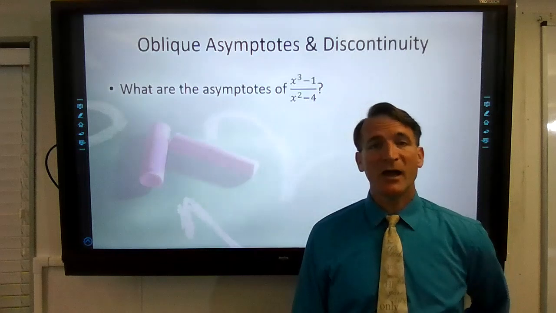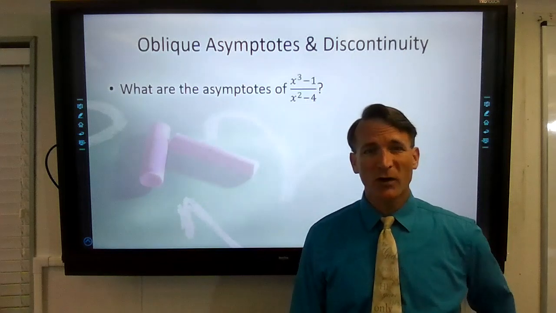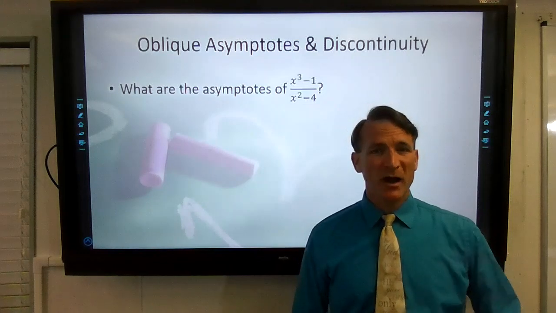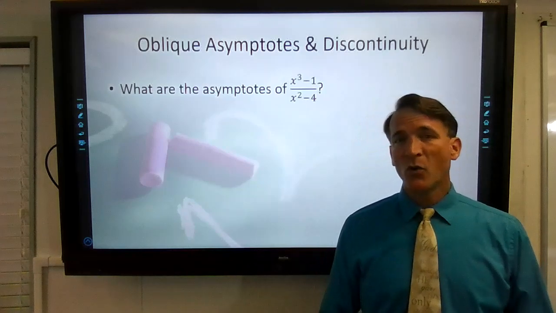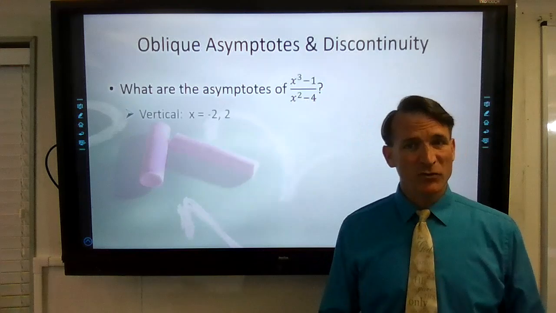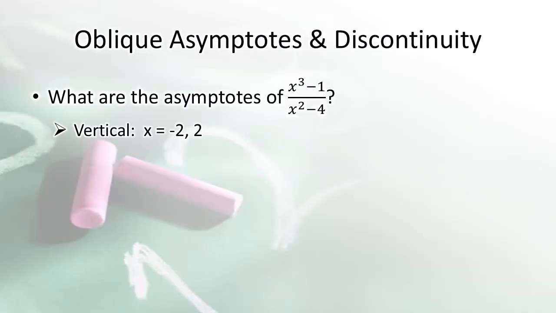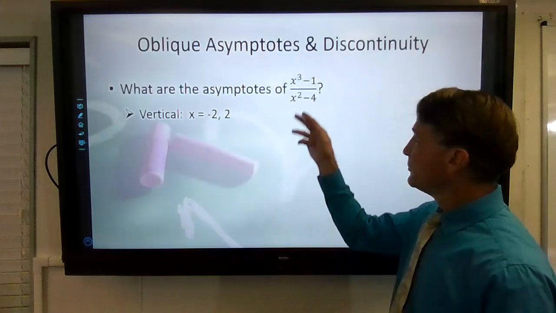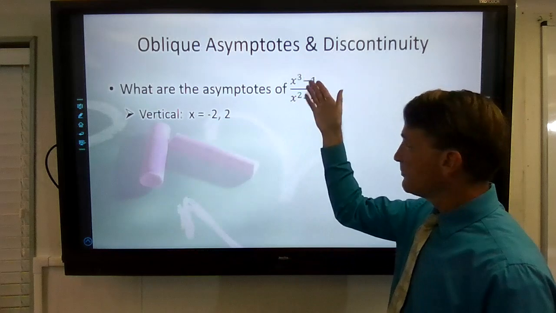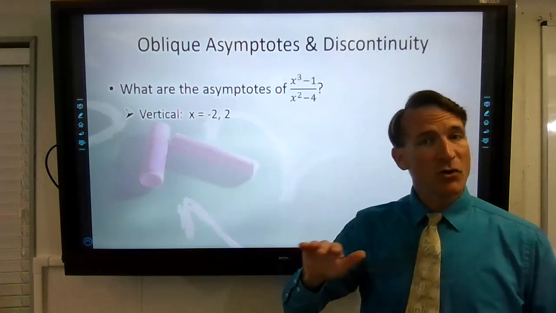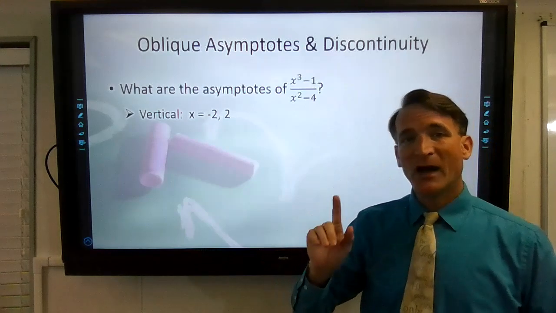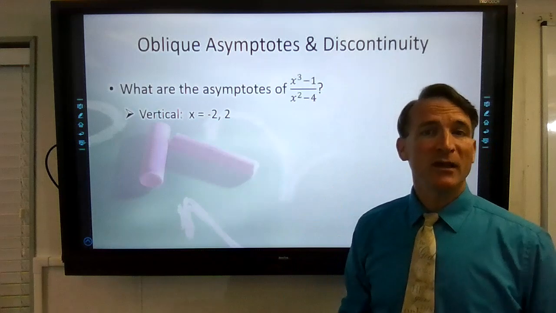In my denominator, I have x squared minus 4. So that means x squared is equal to positive 4, which means x cannot be equal to positive 2 or negative 2. So I have two vertical asymptotes, one at plus 2, one at minus 2. Then if I do my horizontal asymptote, the degree of my numerator is greater than the degree of the denominator. So there is no horizontal asymptote. However, I do have an oblique asymptote.